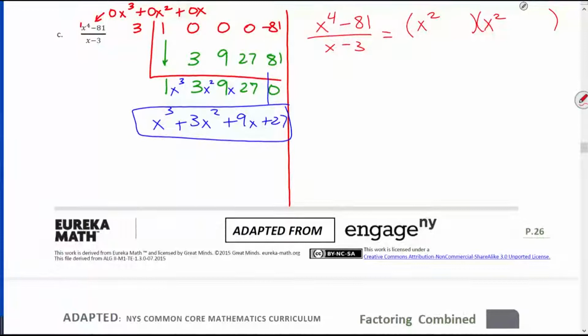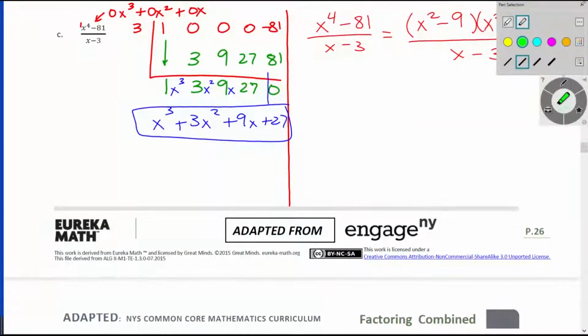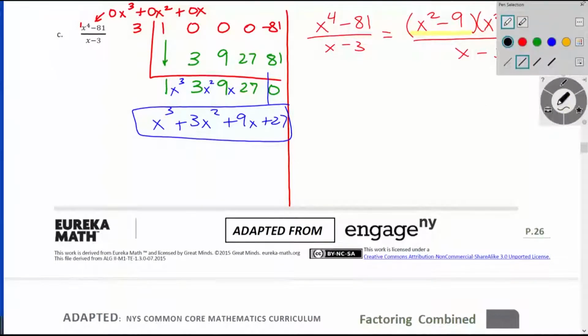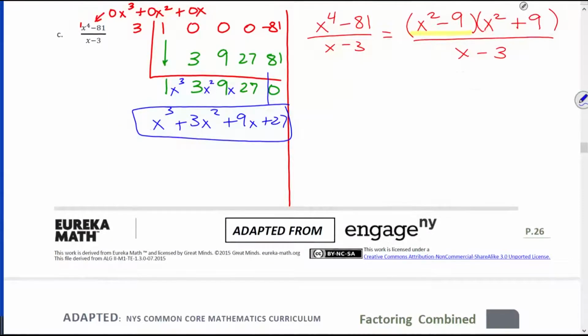Okay, and 81 is also something squared. It's 9 squared. So I have minus and plus over x minus 3 as the first step. Now we do not have any sum of squares. There isn't a sum of squares pattern, but there is a difference of squares pattern. So I can apply that same pattern again to my x squared minus 9.